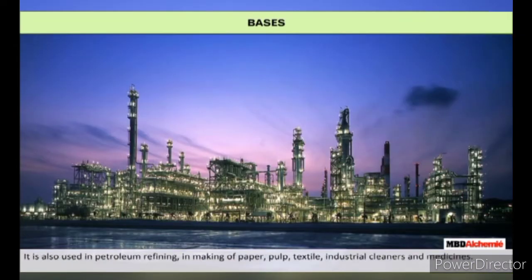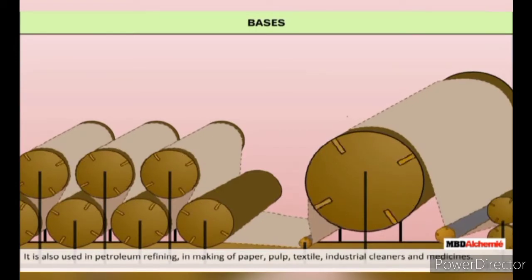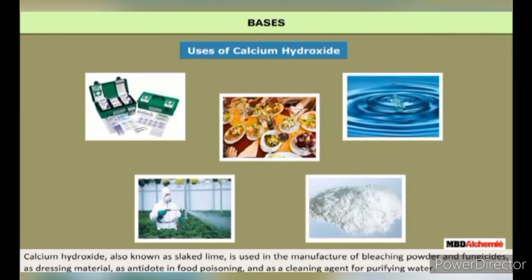It is also used in petroleum refining, in making of paper, pulp, textile, industrial cleaners, and medicines. Calcium hydroxide is used in the manufacture of bleaching powder and fungicides, as dressing material, as antidote in food poisoning, and as a cleaning agent for purifying water.